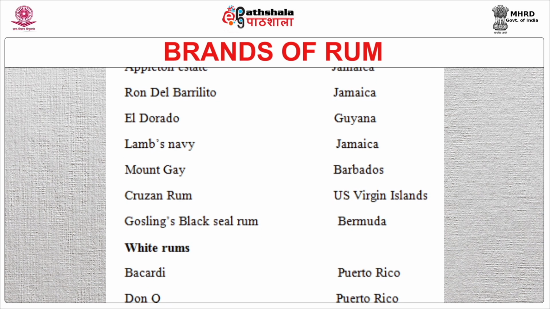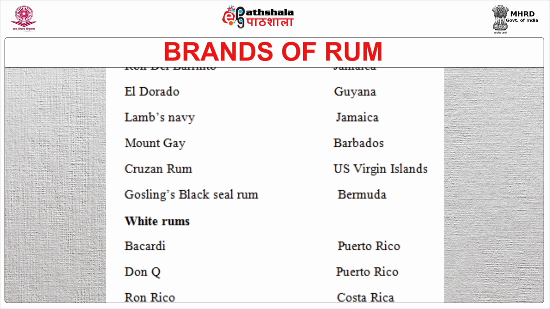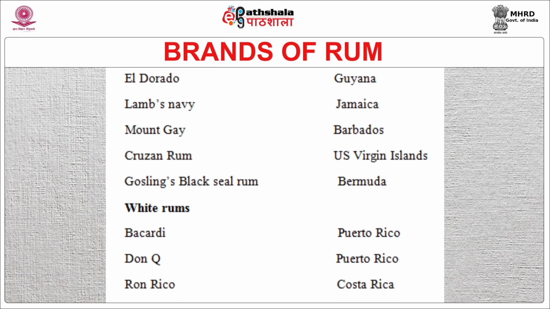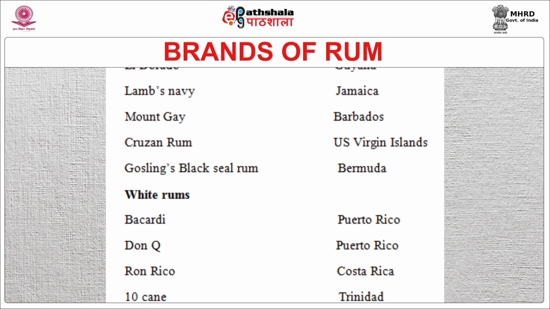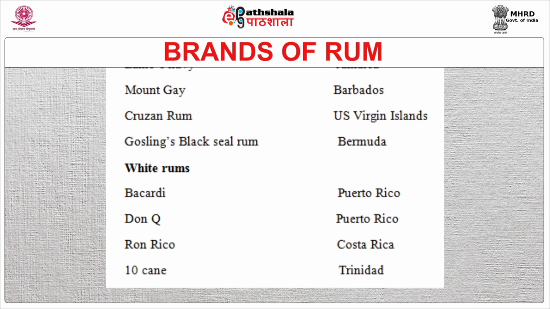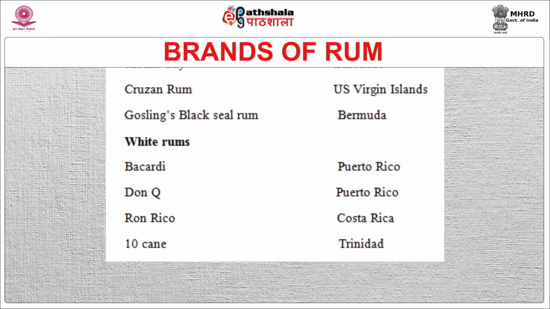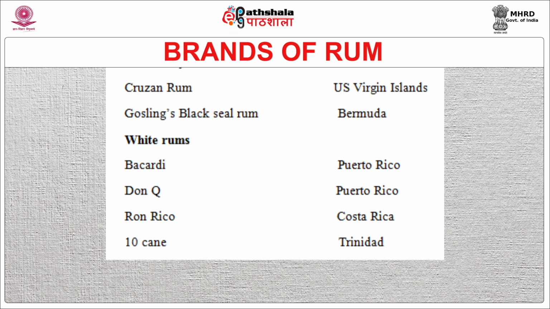Now we'll move to the other category, that is white rums. The first one is Bacardi and the country of origin is Puerto Rico. Then Don Q from Puerto Rico, and Ron Rico is a brand from Costa Rica, and the other brand is Ten Cane, that is from Trinidad.